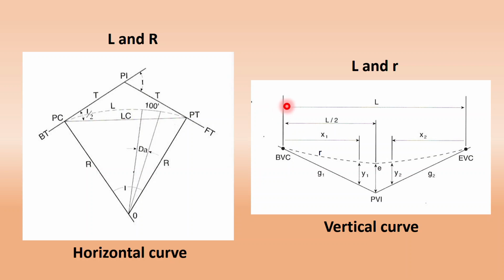Now L is the total length of curve still, but it's measured in a horizontal perspective. So it's no longer measured along the arc. It's measured horizontally, as the crow flies on plans.